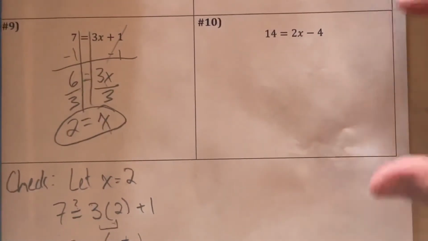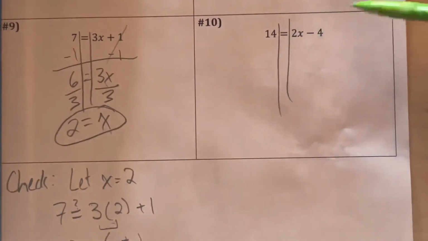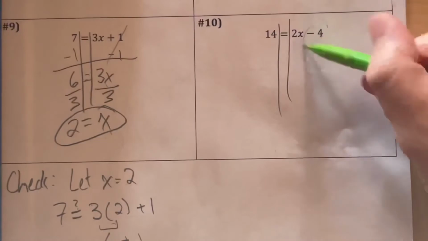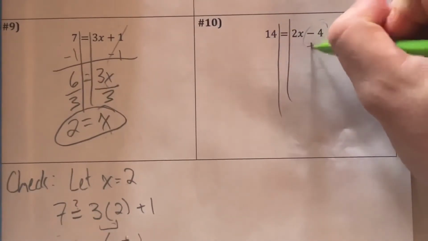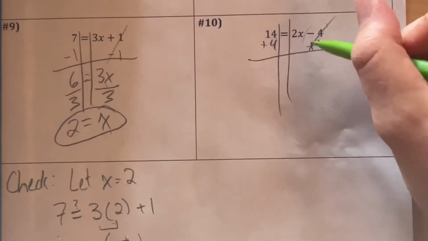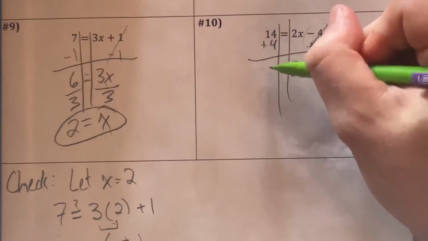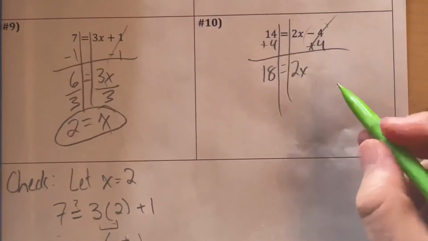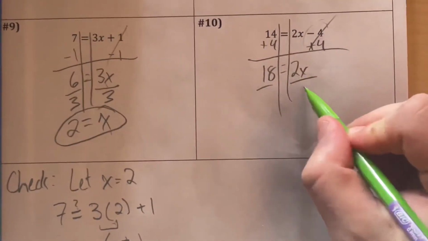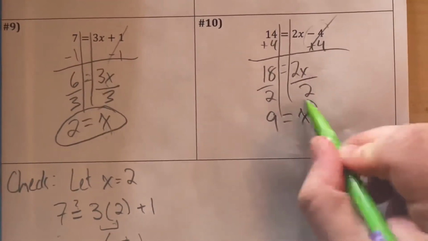Similar setup for number 10, very last one. Have your 2 sides of your equation. I have a negative 4, which means I have to add the opposite, which is positive 4. So add 4 to both sides. On the right side, I have just 2x. On the left side, 14 plus 4 is going to be 18. Last step, divide by the coefficient, so divide both sides by 2. And I have x is equal to 9.